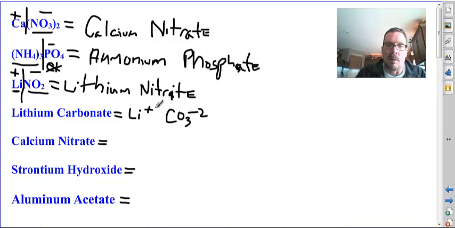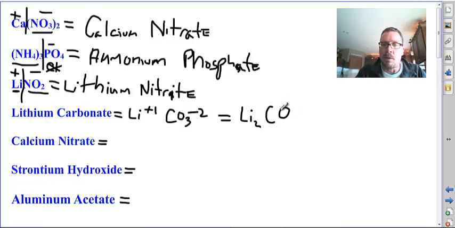I go to the periodic table. Lithium has 1 valence electron, so it's going to be a +1. And so the correct formula then, as I neutralize this compound, is I need 2 lithiums bound to the carbonate. Okay.